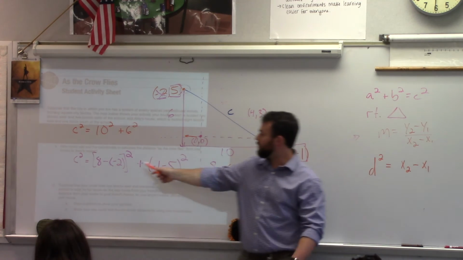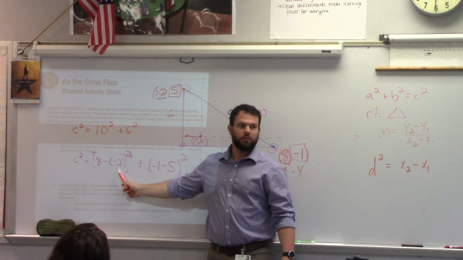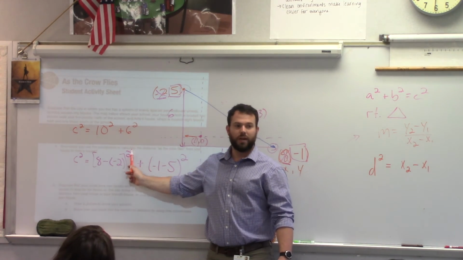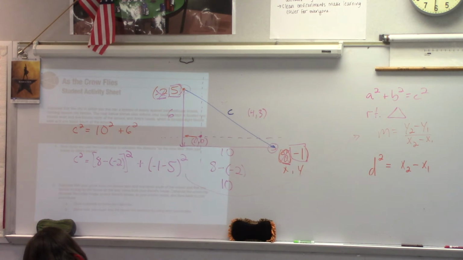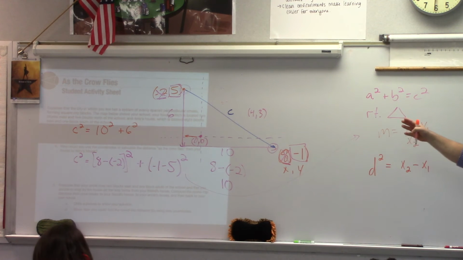What are we doing to x sub 2 minus x sub 1? We're squaring it, because what is all this built on? What theorem? Pythagorean theorem, right? So, you might want to get the thing that's up on the board. It'll help you learn.